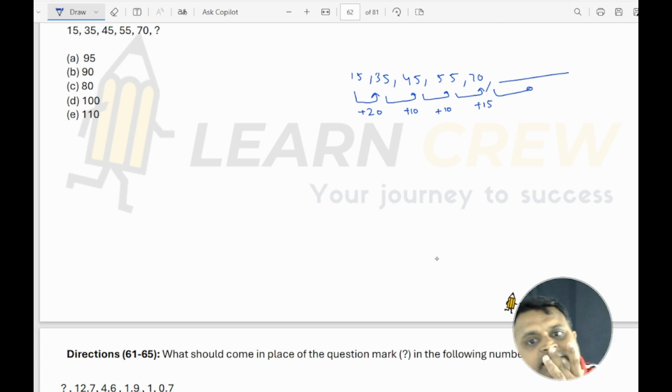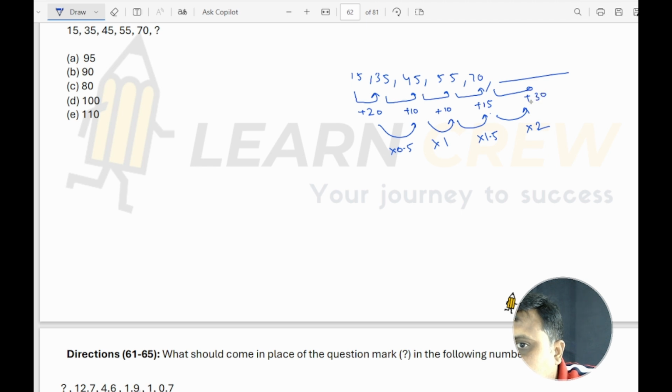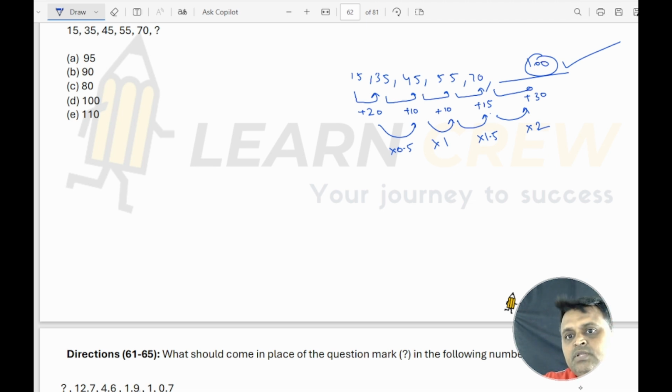If you see the differences here, 10 becomes 15, into 1.5. 10 becomes 10, into 1. 20 becomes 10, means becomes half. So the multiplication factors are 0.5, 1, 1.5, then it is 2. 15 into 2, so this difference has to be 30. 70 plus 30 is 100. So the answer is 100. Okay.